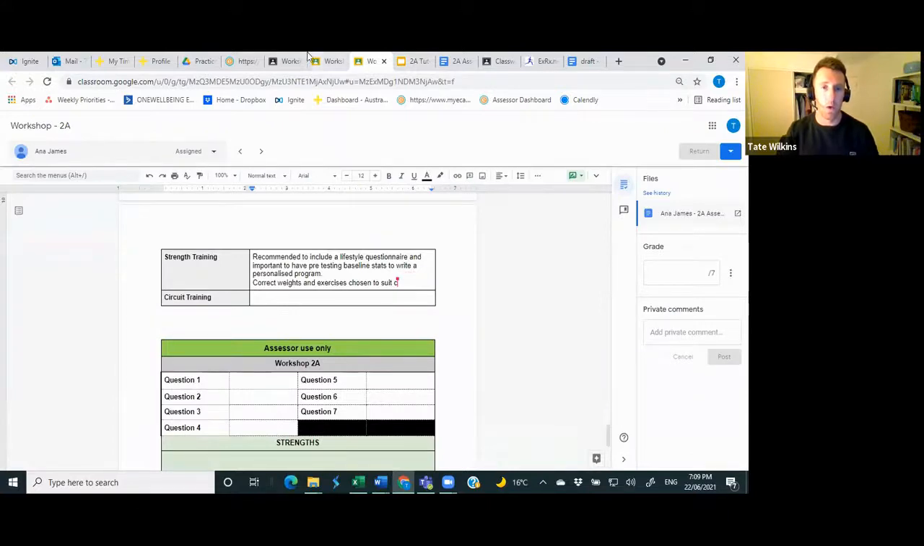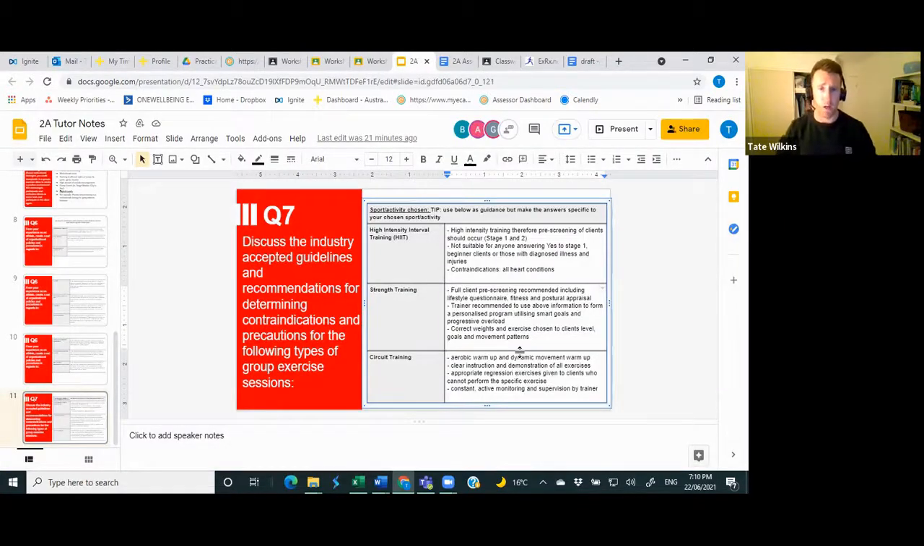And the last one is talking about circuit training. So with circuit training, normally it's mostly resistance exercises, but done in a cardio format or an endurance format. So I put down that there should be an aerobic and a dynamic warm-up.